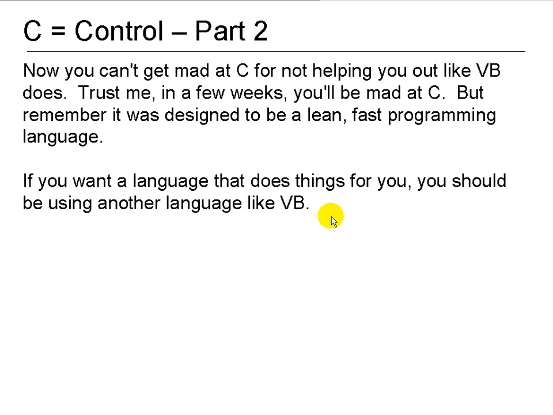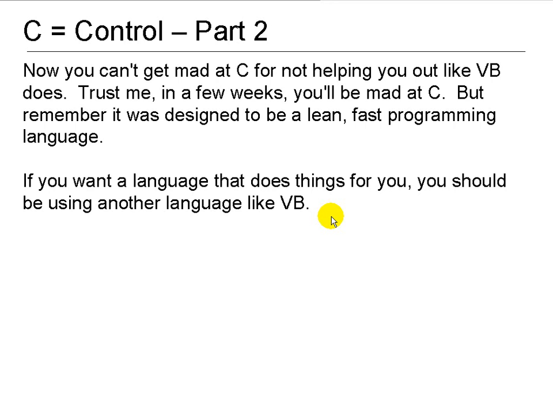Now, you can't get mad at C for not helping you out like VB. It wasn't designed to be that way. You can't say a motorcycle is terrible because it only has 2 wheels. It was designed that way. If you want to race around and go on dirt trails and get someplace quick without a lot of effort, then a motorcycle is a great tool, but you don't want to go grocery shopping for a family of 4 with it. Again, you can't complain about that. That's the way it was designed.